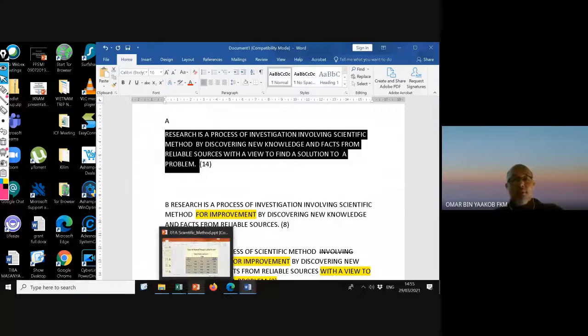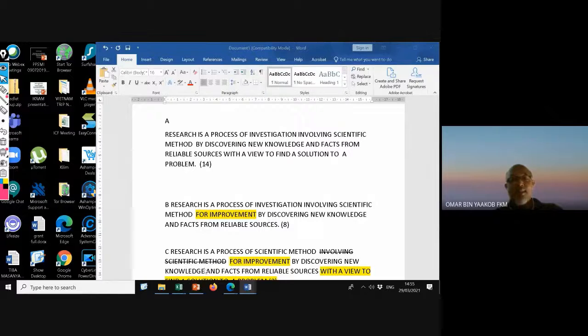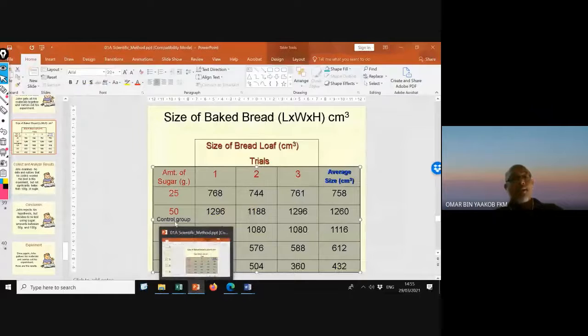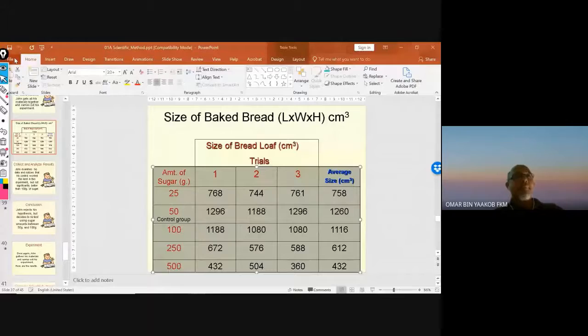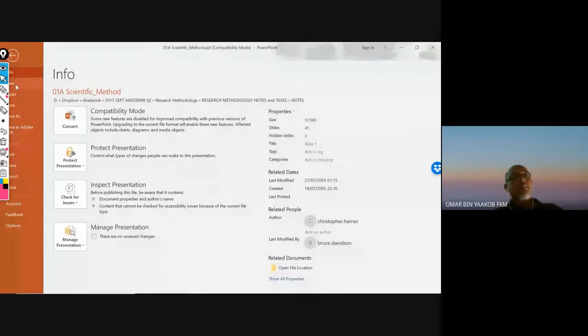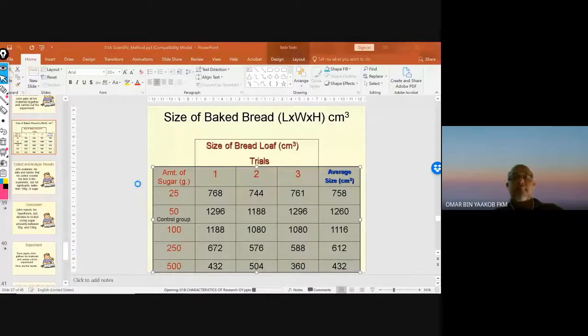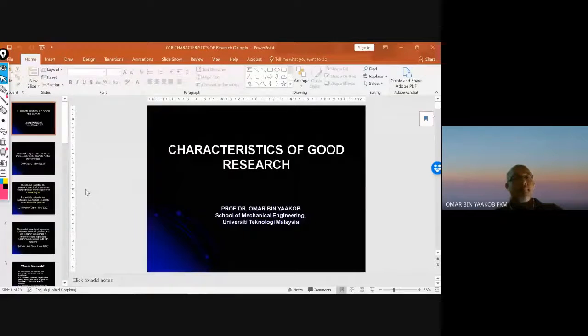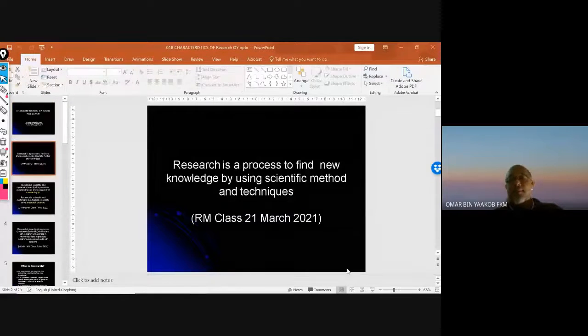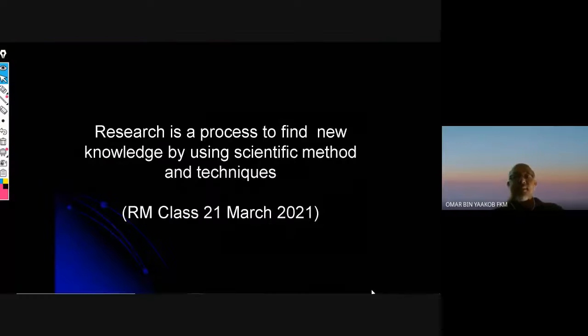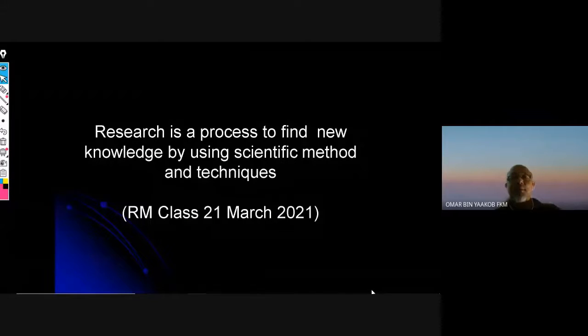I'll just show you some of the other people's definitions. They're slightly different, but the components are quite similar. If I can find the definition. Okay. This was the other class. It's very short. This is slot A. Research is a process to find new knowledge by using scientific method and techniques.